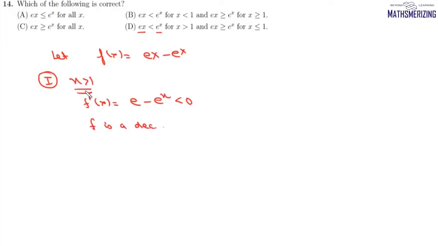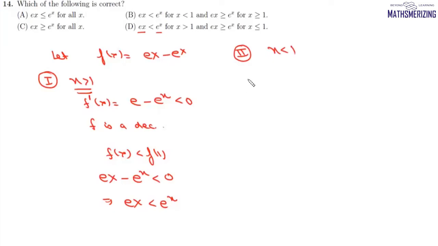And if f is decreasing and if x is greater than 1, then fx will be less than f1. Now fx is ex minus e to the power x, which will be less than f1, and f1 is nothing but 0. So from here we get ex will be less than e to the power x. Now the second case, when x is less than 1, again if we write f dash x, it will be e minus e to the power x, and this will be greater than 0 when x is less than 1. So f is an increasing function.